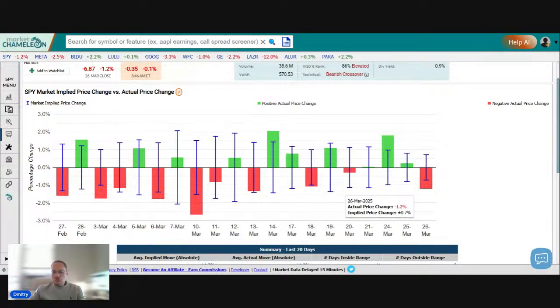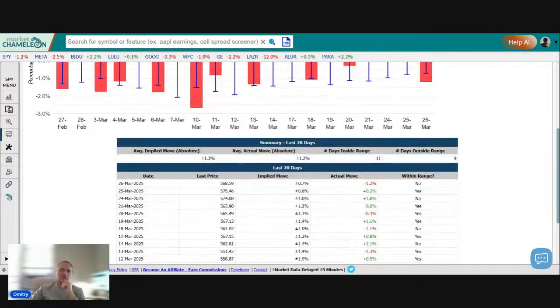So it's not getting it right. You're not going to get it right exactly. So we're looking at the averages. Over time, you're going to get some overestimates, some underestimates. What did it tend, on average, to do over time? So let's look at that first. We're going to come down here, and here's the average of the implied moves. Okay, so the average of the implied moves was 1.3%.